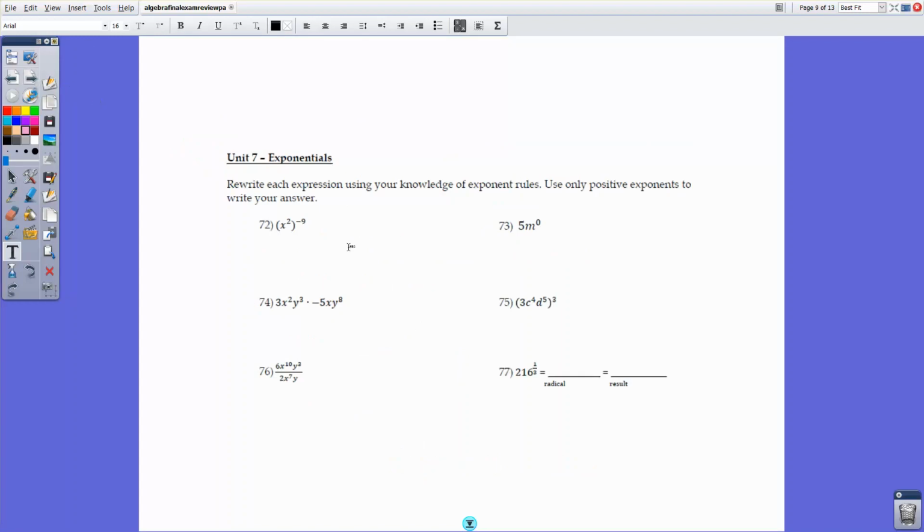Exponents, okay? Rewrite each expression using your knowledge of exponent rules. Use only positive exponents to write your answer. So for 72, we have x to the second to the negative 9th. So the product rule here would apply. This would be x to the negative 18th. But of course, you can't write that.